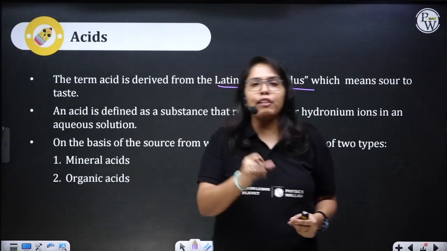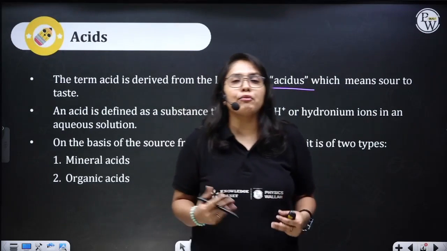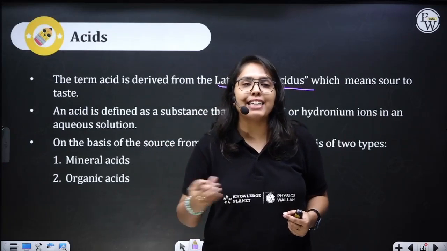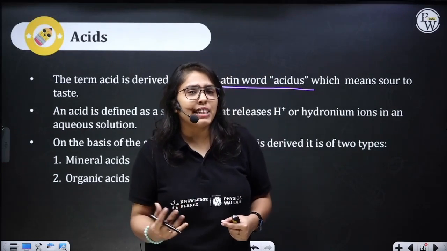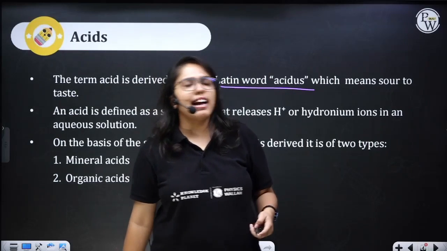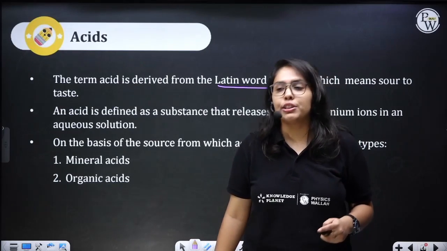The tangy flavor you get when you have the lemon, where is it coming from? It is coming from the citric acid that is present in the lemon. And this citric acid is nothing but an acid. So what do we understand from this? We understand that acids are sour to taste.